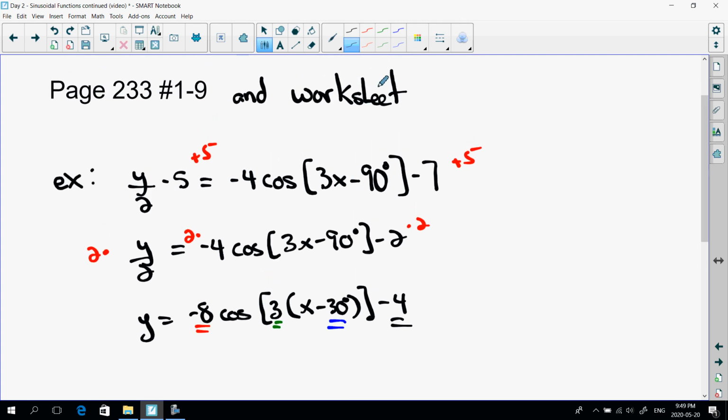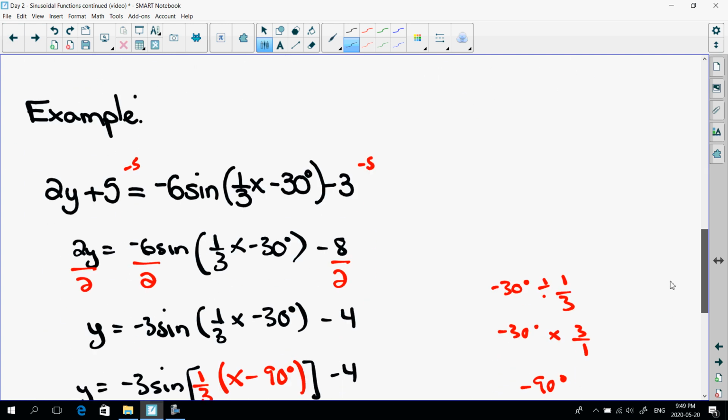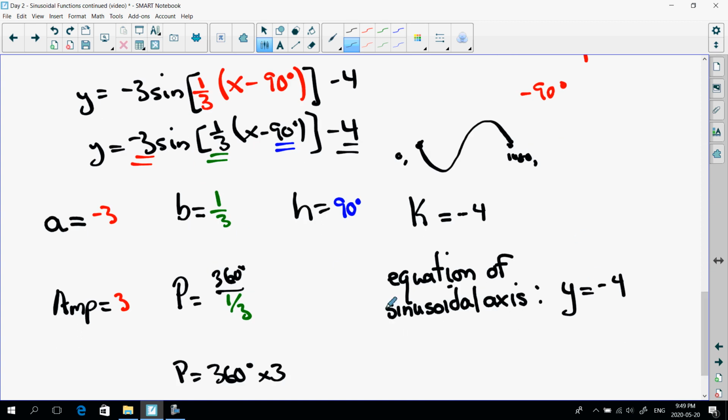You can try the worksheet as well as these questions from the text. It's just about putting your equations in standard form and picking out your parameters. I believe on the worksheet they also ask for the equation of the sinusoidal axis and the period as well, and the amplitude. So not just a, b, h, and k, these other 3 things as well.